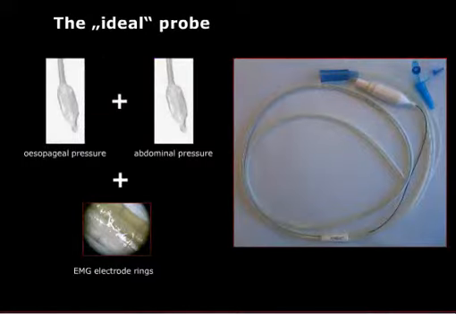My ideal probe would look like this one. So two balloons, one to measure the intraesophageal pressure, the other one to measure the intra-abdominal pressure, and additionally they have some electrode rings to get an EMG signal. This would be, in my opinion, the ideal tool. Everything you can get out of such a stupid gastric tube, to have these combined in one thing.